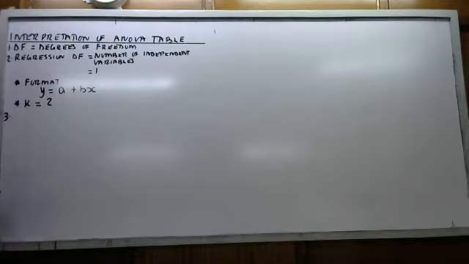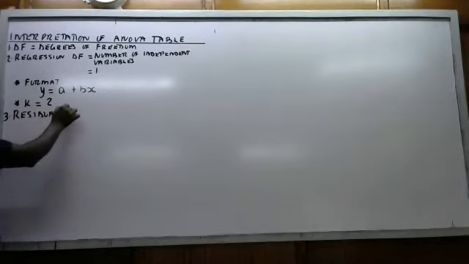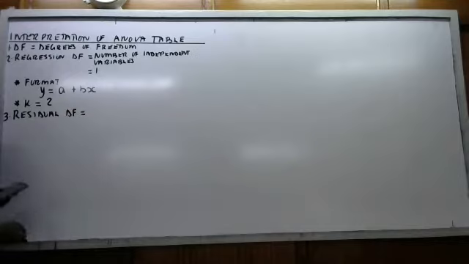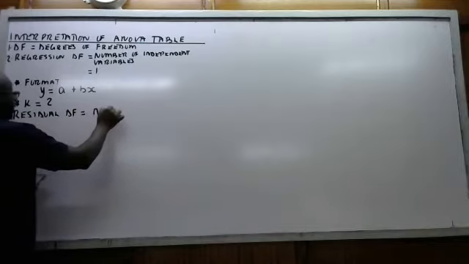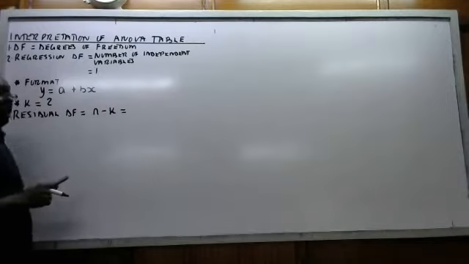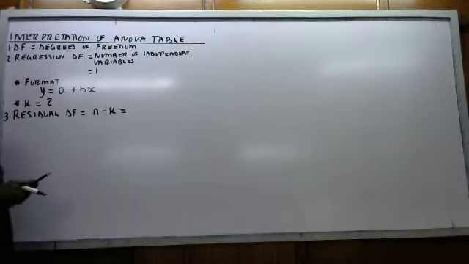Point number 3 is residual DF. Now, residual DF is given as n minus k. And where we have residual DF, who is there? We have 3.